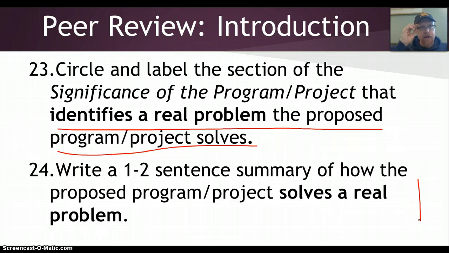So again, just going back to the health group, you've got the enteric and diarrheal, I think, were the two problems that the hand washing program and others were addressing, right? So that's a real problem. Be specific. Talk about that real problem.